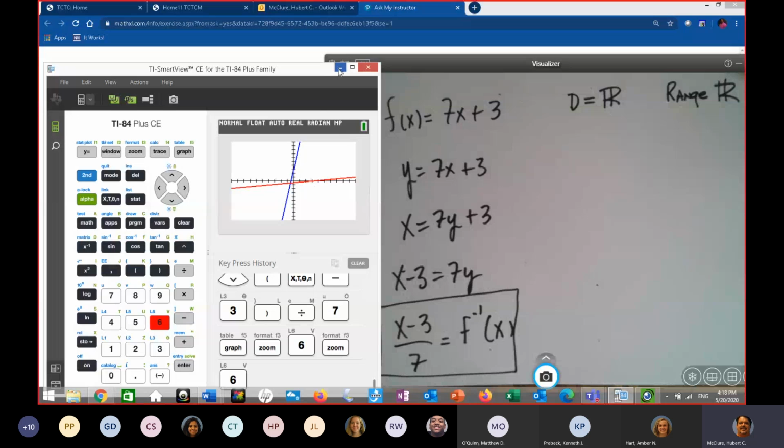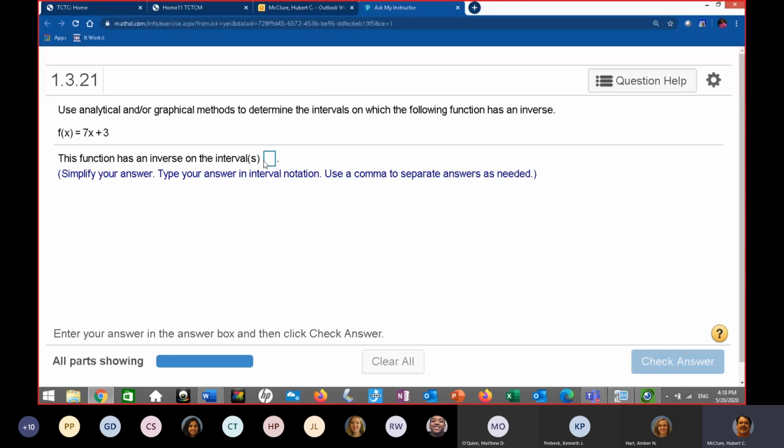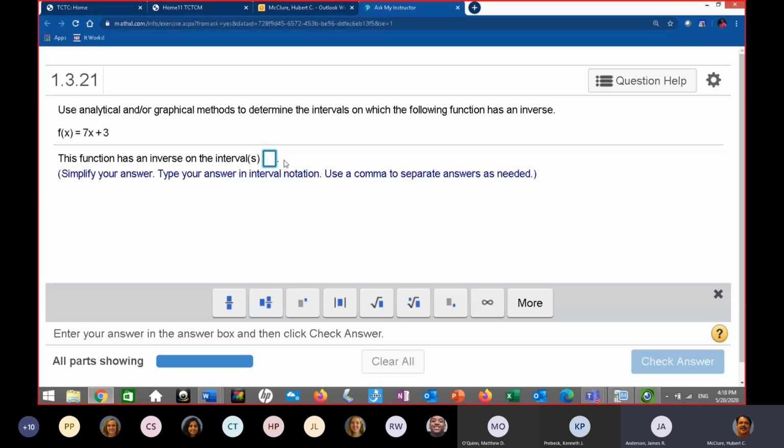So if they'd have worded the question so that somebody could understand it, then you would say the function has an inverse on the interval from negative infinity to what? Positive infinity. So there you can answer the question now that it's been interpreted for you, because somebody at MyLabsPlus can't speak English.